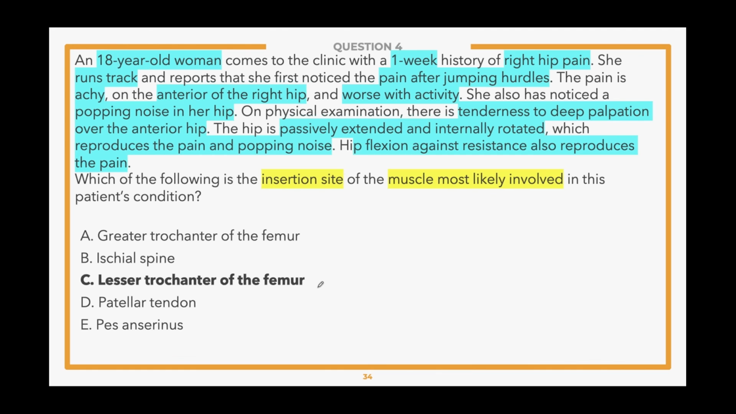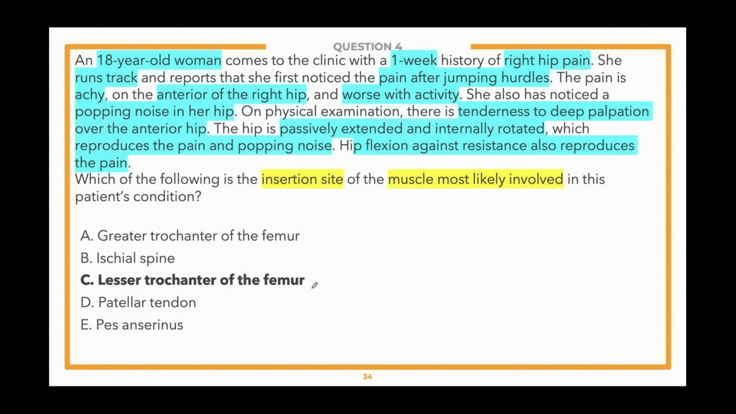So let's take a look at those other answer choices. The pes anserinus is a conjoined tendon of a few muscles, so not exactly what's going on. The patellar tendon is the insertion point primarily of your quadriceps muscles, so your rectus femoris, vastus lateralis, medialis, and intermedius, so a little bit of a different muscle group affected. Answer choice B, ischial spine, that's actually more of the origination of the iliopsoas. And then your greater trochanter is the insertion point of your gluteus medius, minimus, and obturator, so a little bit different than what's going on here.